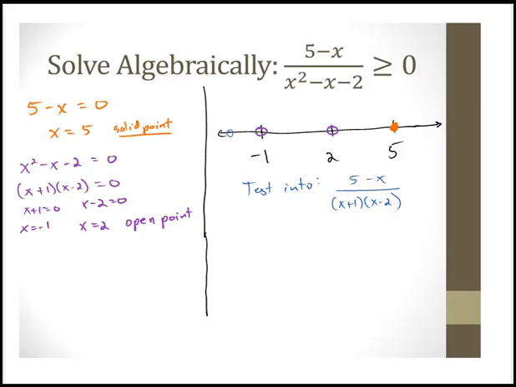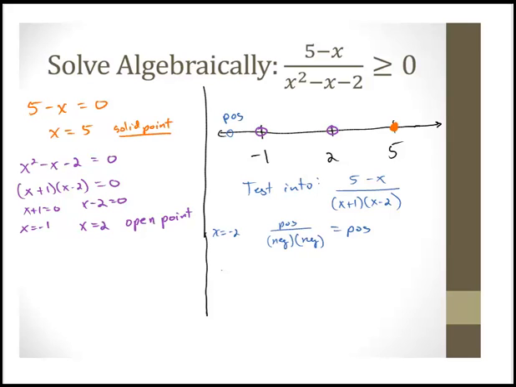Alright, so now let me test x equals negative 2. So that would give me 5 minus negative 2, that's a positive, over negative 2 plus 1 is a negative. Negative 2 minus 2 is a negative. So I have a positive over negative times a negative is a positive. That's a positive.